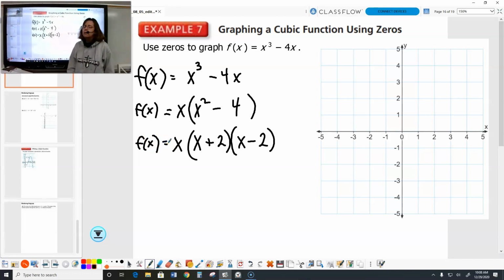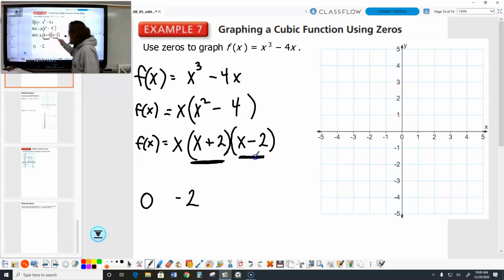All right, so from here, we would use the zero product property, and we would set each factor equal to 0, and that will give us the zeros. So if I set x equal to 0, one of the zeros is just 0, x equals 0. If I set this factor equal to 0, I'm going to get that x is equal to negative 2. If I set this one equal to 0, I get x is 2. So my zeros are at 0, negative 2, and 2.